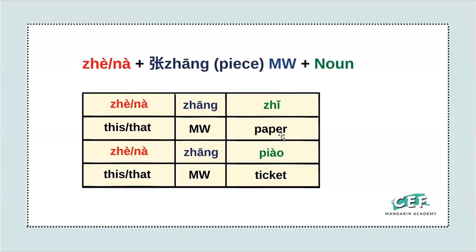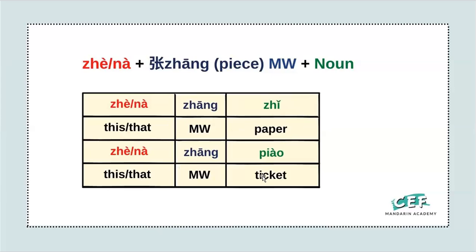Remember, in most situations, when we talk about paper, ticket is also a paper, tissue is also a paper. Like a paper, we use 张 for the measure word. Okay, so 这张纸 is a paper. So we say 这张纸, this piece of paper. That piece of paper, how to say? 那张纸, that piece of paper.